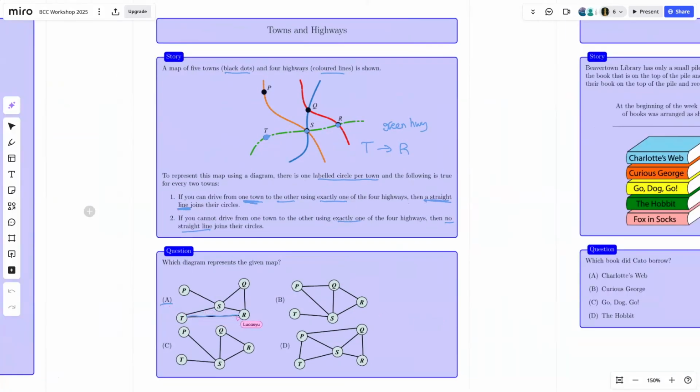But notice how in all the other answer choices, like choice B, there's no line connecting T and R, which it should have. Similarly, C, there's no line here, and D, there's no line connecting T and R. So by this one observation alone, we just eliminated all the 3 answer choices and got the answer. So again, an example of eliminating answers, a tactic we can use. And I believe that concludes part A.